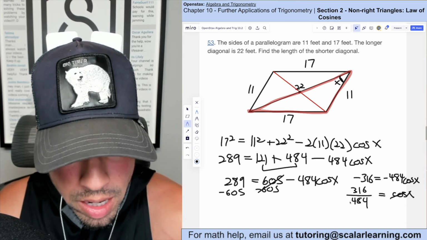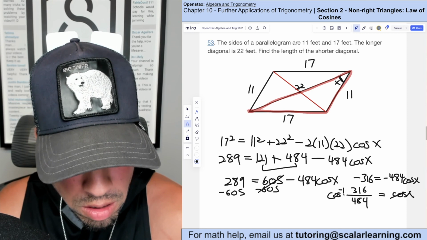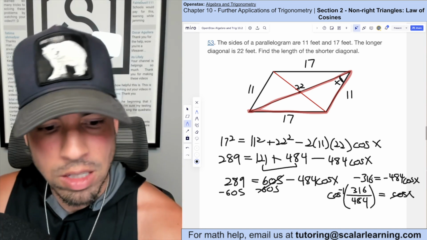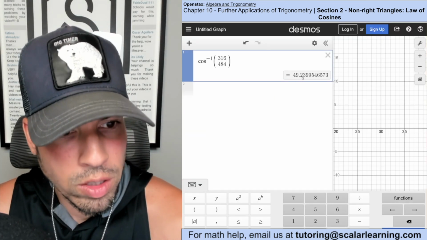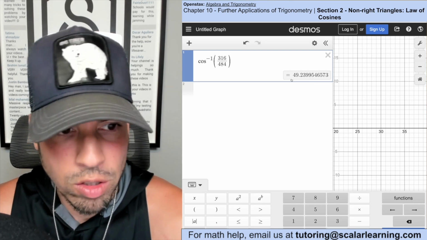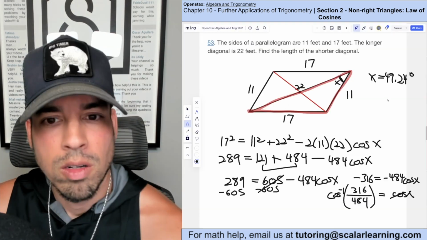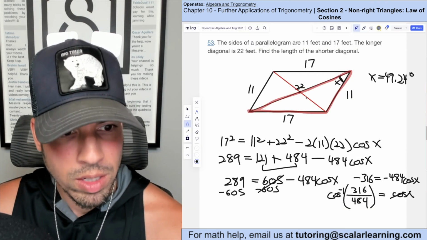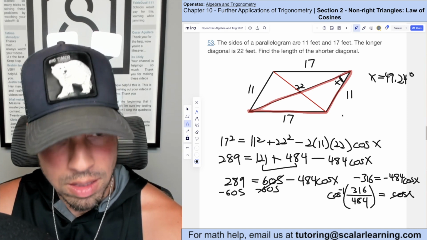Last step to get rid of that cosine, we're going to take arc cosine of both sides, and let's plug it into Desmos. And we get 49.2399 degrees. So we'll just round up to 49.24. Now we're in a great spot because now we can start to figure out what this red length is.